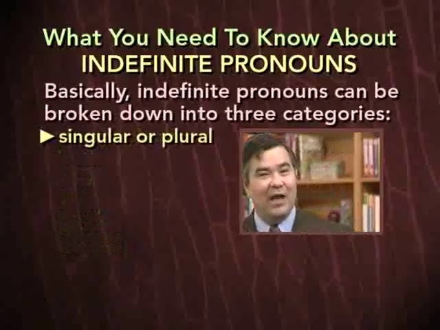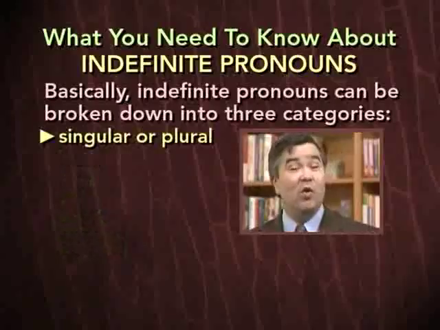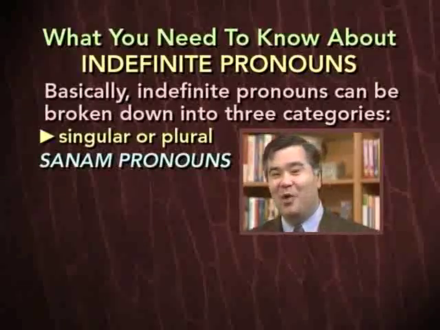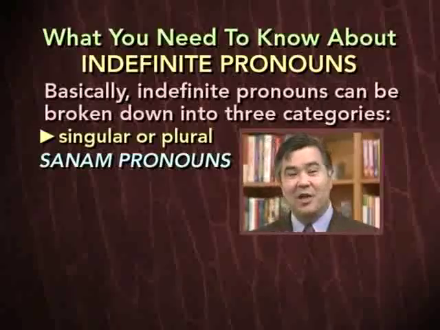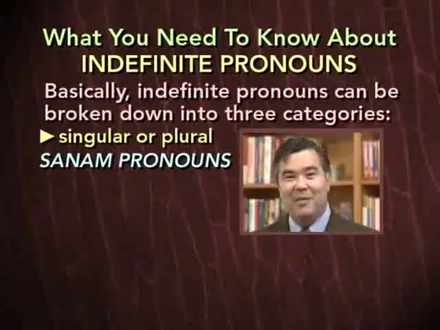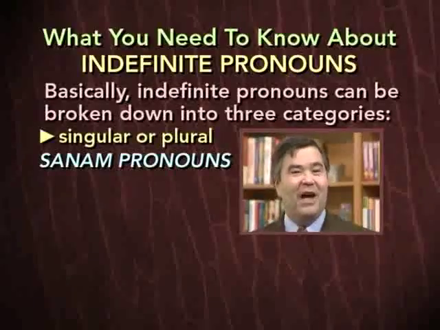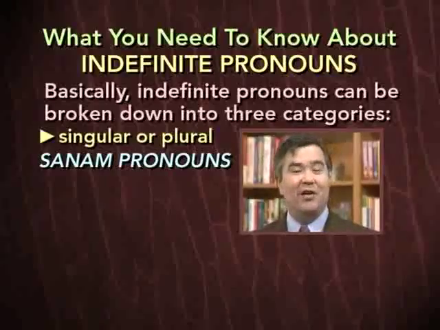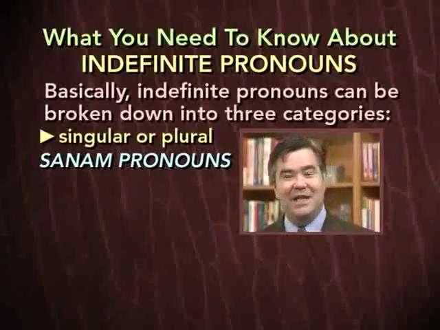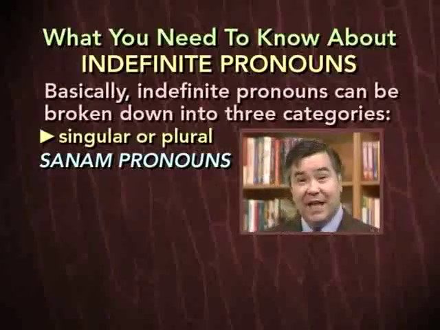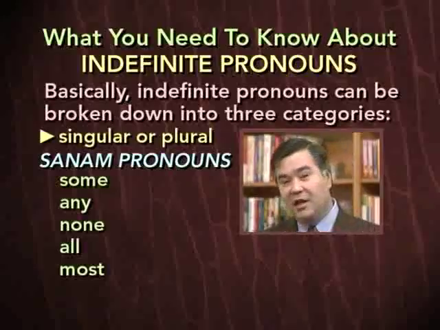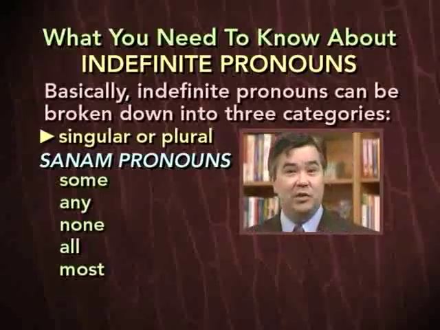There are 5 pronouns which may be either singular or plural, depending on how they're used. We call these the SANAM pronouns, simply because those letters, S, A, N, A, M, are an acronym that reminds us of the 5 pronouns that are involved, because each of those letters is the first letter of one of the indefinite pronouns that fits into this category. The 5 SANAM pronouns are some, any, none, all, and most.